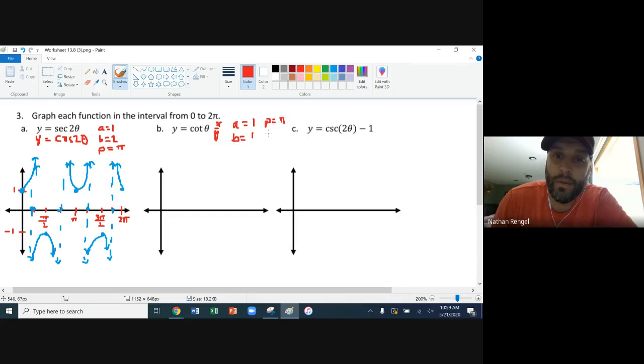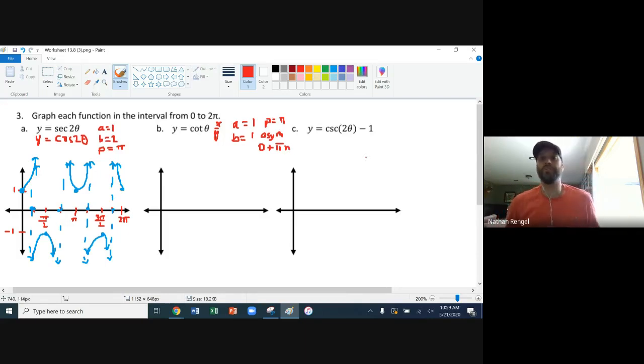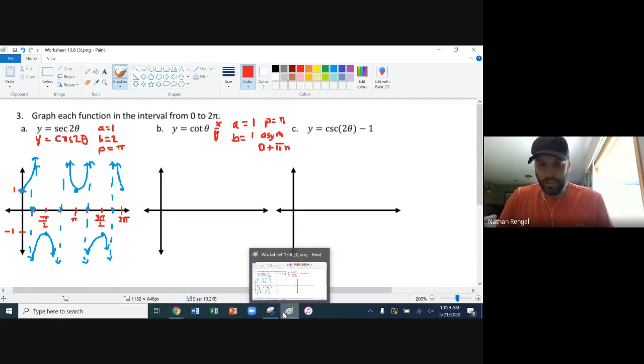And lastly, my asymptotes. Here, your asymptote's always going to start at 0. So with cotangent, your first asymptote is always equal to 0 plus every period times the number of cycles that you do. So here it would be 0 plus pi n, because my period is pi. So why is that first asymptote always going to be 0?